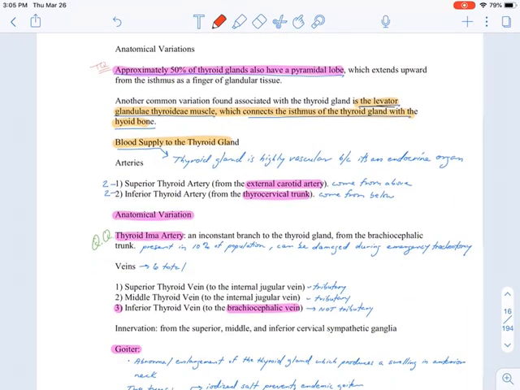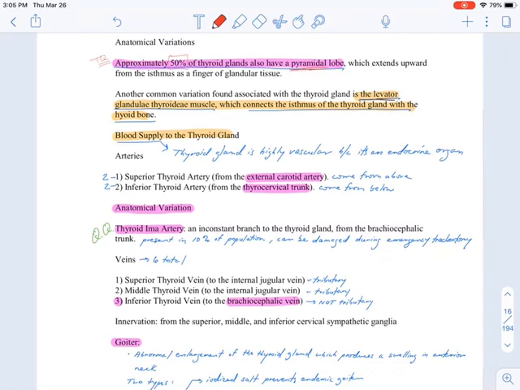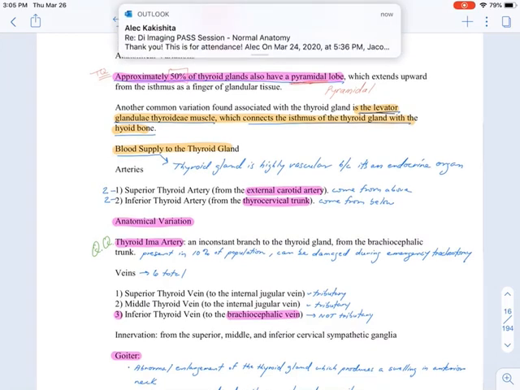Moving along now, one of the numbers you're going to want to know for this first exam is approximately 50% of thyroids have that extra lobe. That extra lobe is your pyramidal lobe. It extends upward from the isthmus, and it's just more of that glandular tissue.